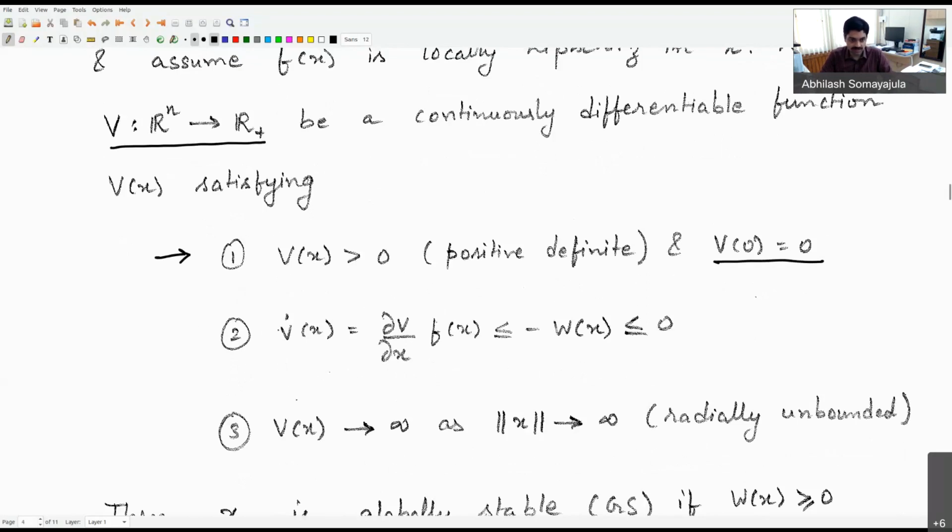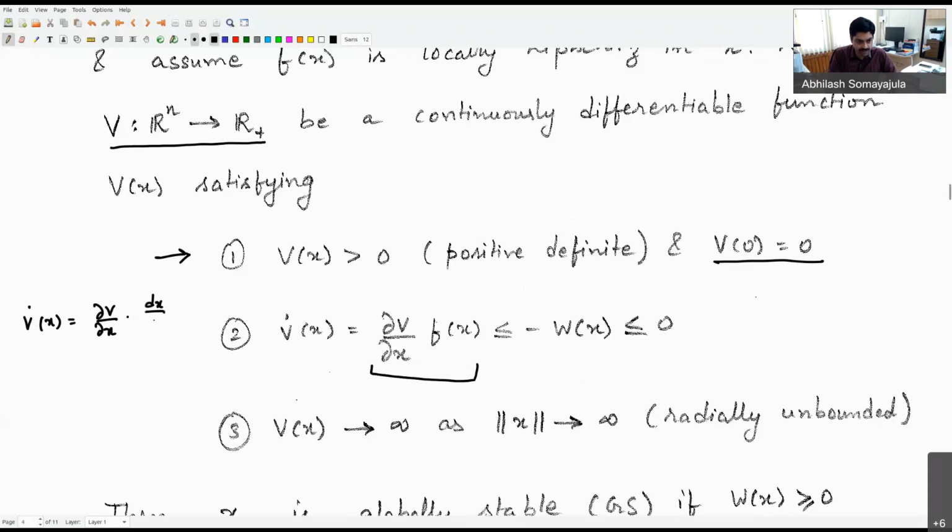Then we look at V dot, which is the differentiation of V with respect to time, and it is less than or equal to 0. You might be wondering how I got this. This is nothing but the chain rule of differentiation. So V dot of x is nothing but del V by del x times dx by dt.